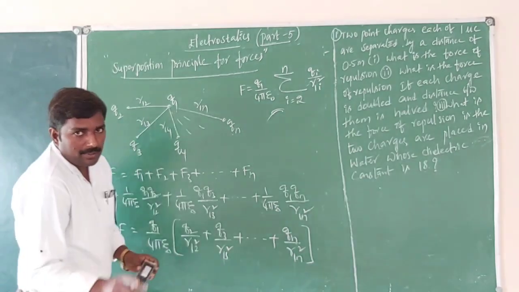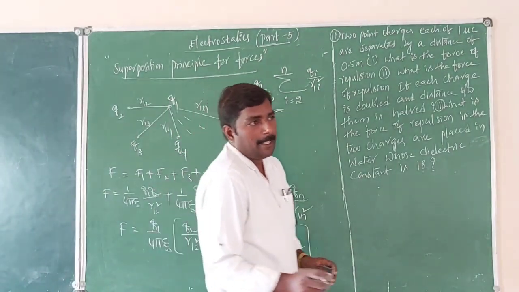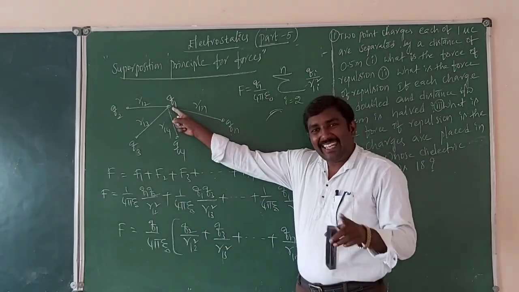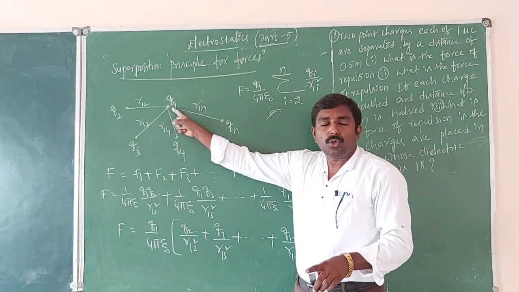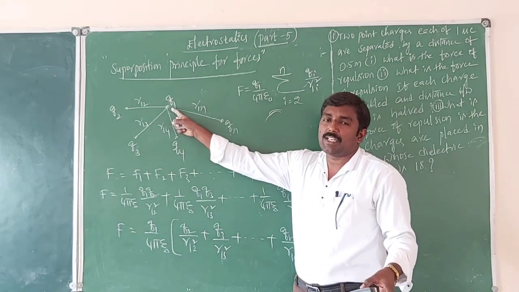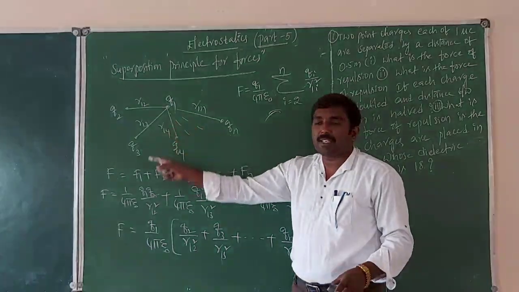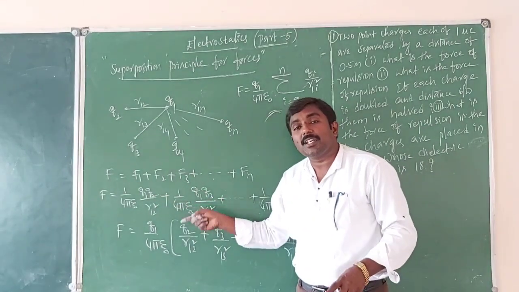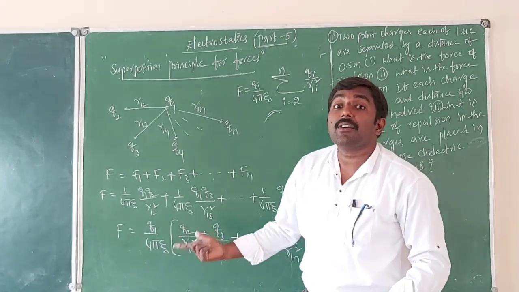I will repeat finally once again. Net force acting on any charge due to a number of charges is equal to the vector sum of all forces due to the number of charges.